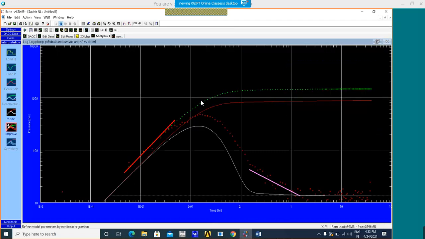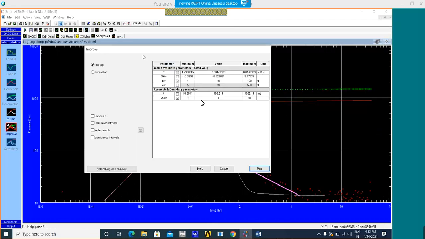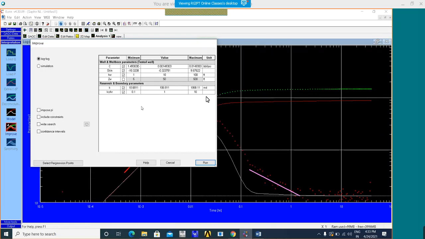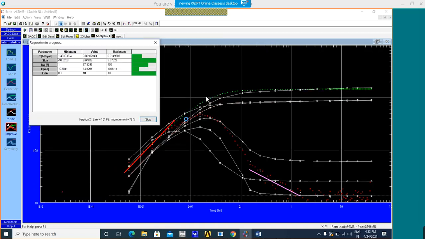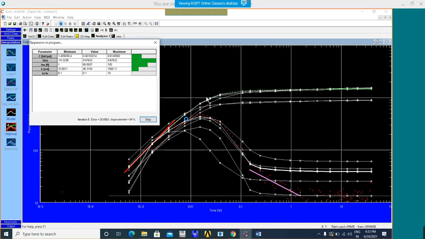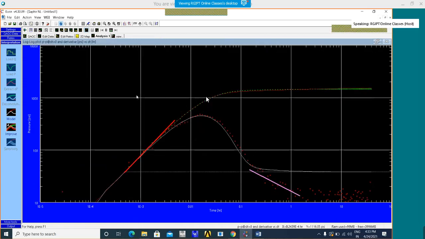Okay, so let us improve it. In improvement, it will run and improve over all the variables. So let us run it. Now why is it taking time? Because you are asking the software to run improvement over so many variables. So sometimes when you have a very complex problem, you will not be able to find the answer immediately. It may take some minutes.